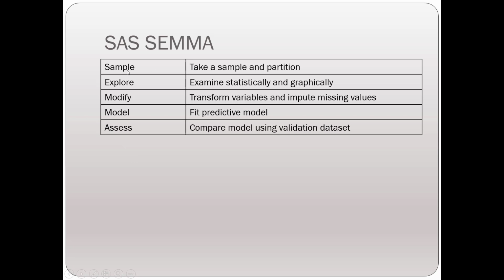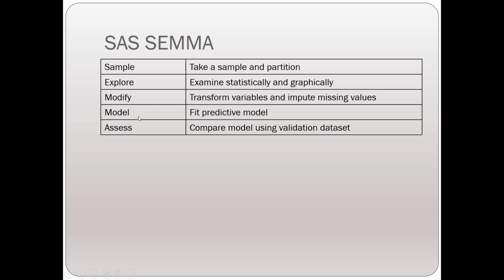So you do a sample and partition, and then explore the data to understand it and figure out what kind of modifications or cleaning are necessary. Then whatever you determine through the explore, you do those modifications. Like if a variable is skewed and you want to transform it so that it has a nice distribution, you can use some transform commands. Or if you have missing values, how to handle those is called impute missing values.